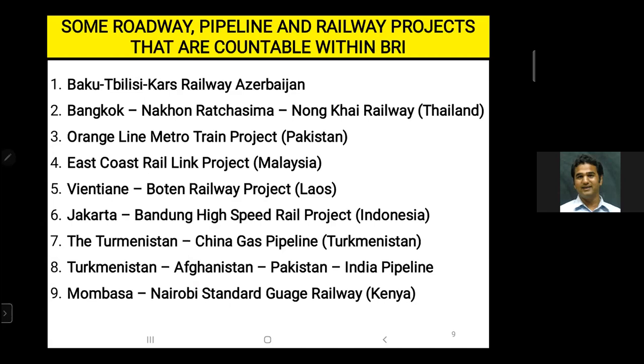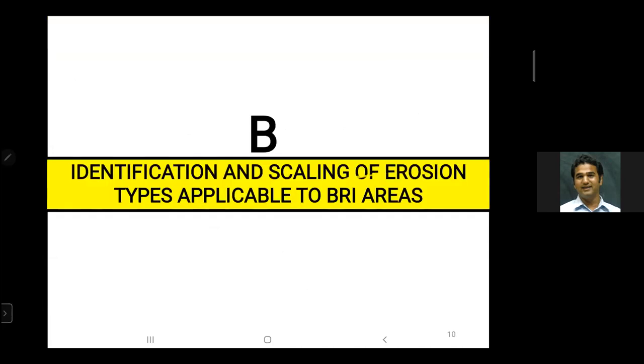Now, what are some of the routes that have been proposed? Some of them are actually in existence at this time and would be subject to this kind of erosion: Baku-Tbilisi-Kars Railway in Azerbaijan, Bangkok-Nakhon Ratchasima-Nong Khai Railway in Thailand, Orange Line Metro Train Station in Pakistan, East Coast Rail Link Project in Malaysia, and a number of others. I just elected to select these few, but all of them are linear infrastructure that will pass through many terrains, some stable, some unstable, and this warrants the consideration of erosion and the development of design measures from a range of options to mitigate that problem.